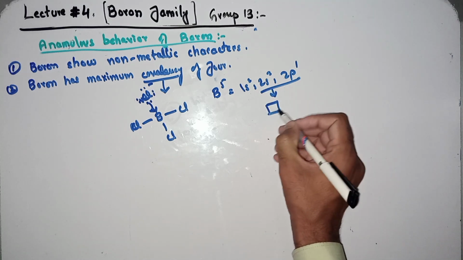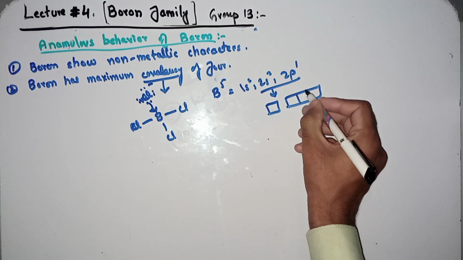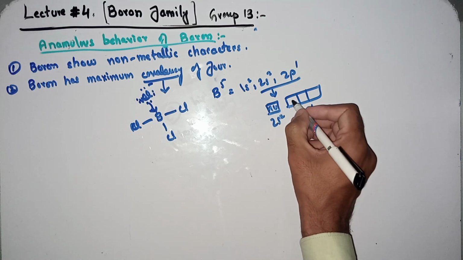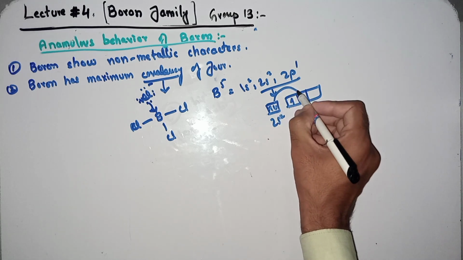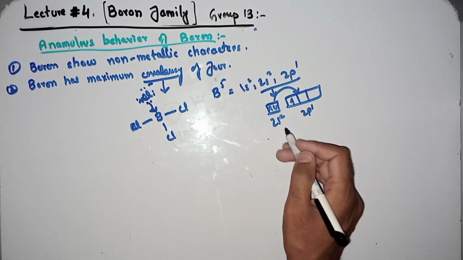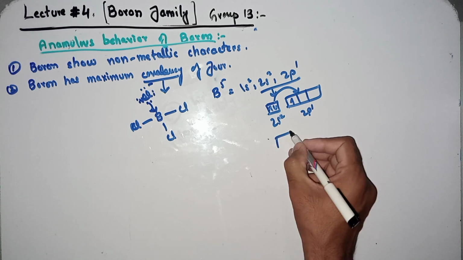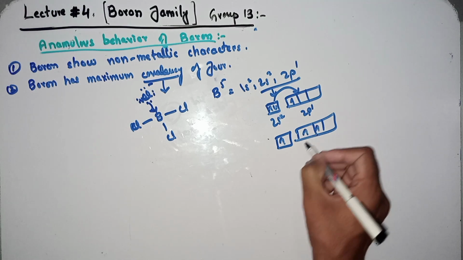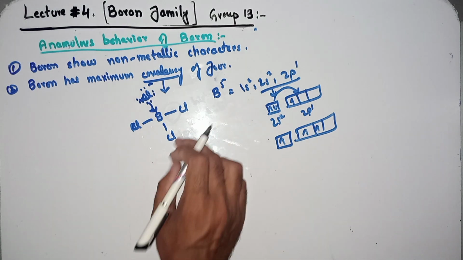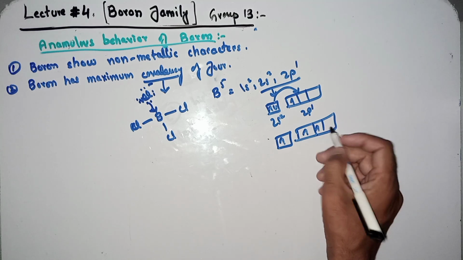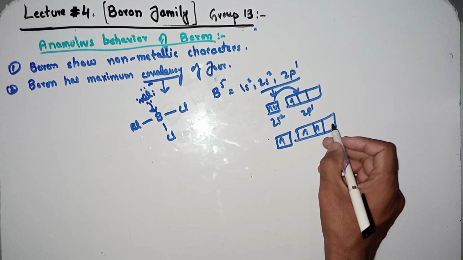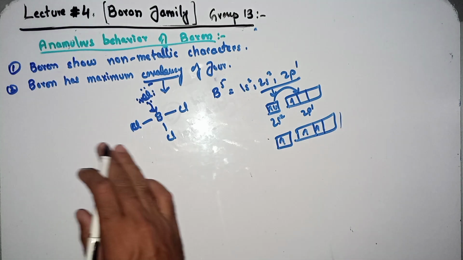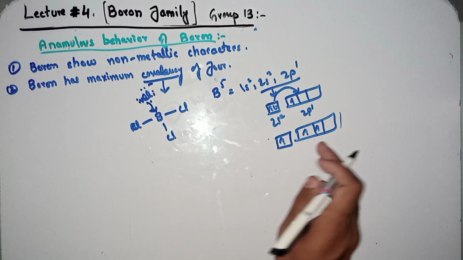That is the outermost shell: 2s2 has 2 electrons, and 2p1 has 1 electron. After gaining energy, one electron is shifted by excitation, so we have 1 electron, 1 electron, 1 electron. Here 3 chlorines are bonded with this boron, while one other orbital remains vacant. Due to this vacant orbital, BCl3 is also called an electron deficient compound.